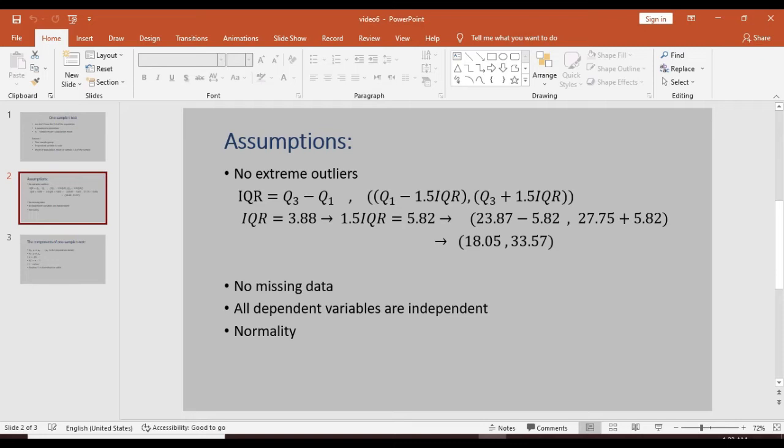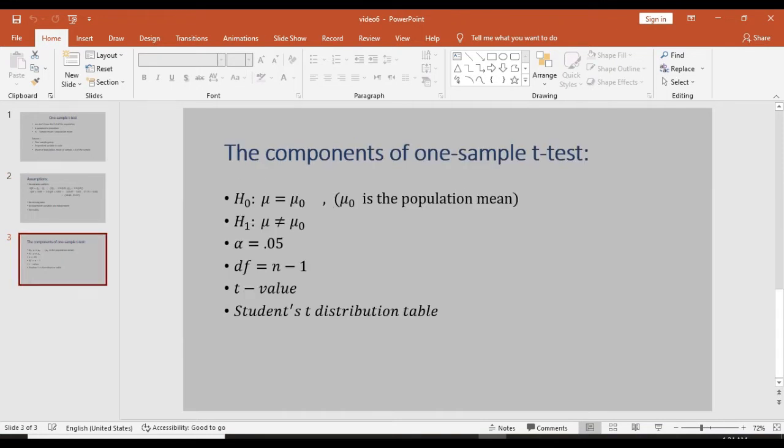Our null hypothesis here is that the sample mean is the same as the population mean from which it is drawn. We show it by H sub 0 colon mu equals mu sub 0, where mu sub 0 is the population mean. And the alternative hypothesis is written as H sub 1, mu does not equal mu sub 0. And the alpha level is typically set to 0.05.